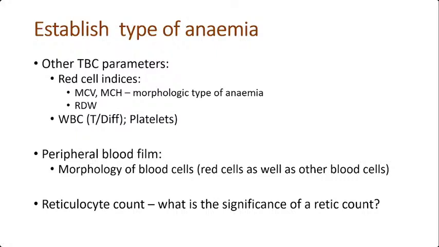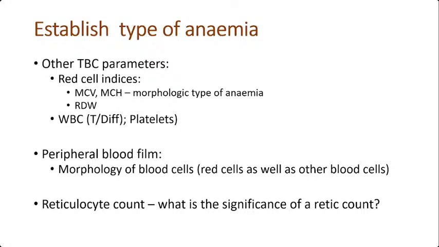The red cell distribution width, this is another parameter that is there on our blood counts, and it does tell us whether there is anisocytosis present. And if you remember, anisocytosis was the variation of the red cell size, okay? So variation in red cell size is what we call anisocytosis, a useful parameter.